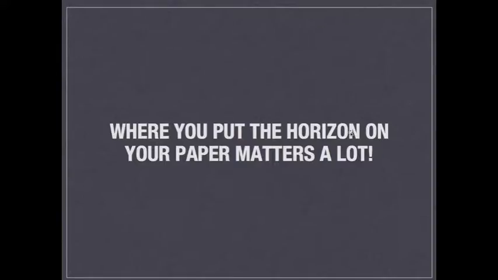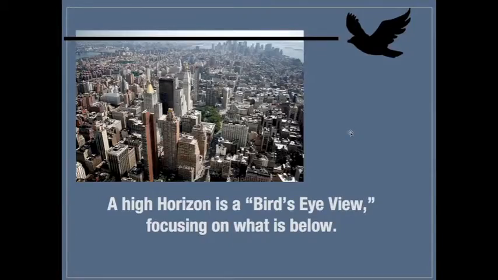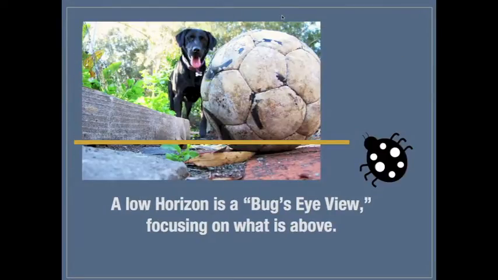Now where you put your horizon line on the paper also matters a lot. If you put your horizon line up near the top of your page, we call that a bird's eye view. And if your horizon line is placed down low, we call that a bug's eye view or a worm's eye view. Because mostly everything on the page is above the horizon line and taller than us, so we'll be looking up at it. So for example, we can see the dog's belly, but not the top of his back.